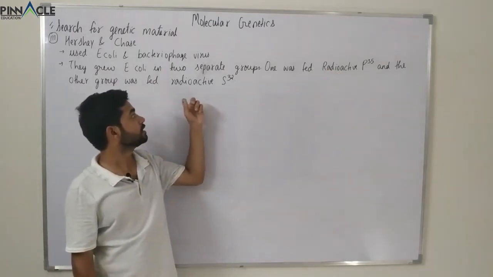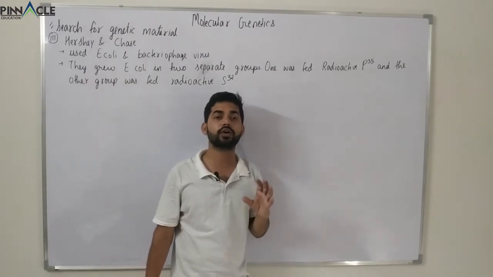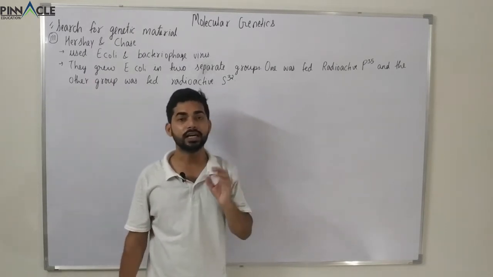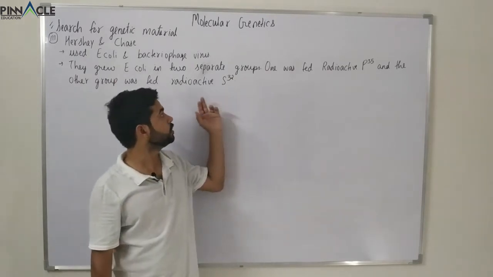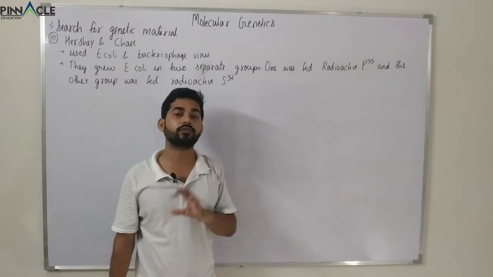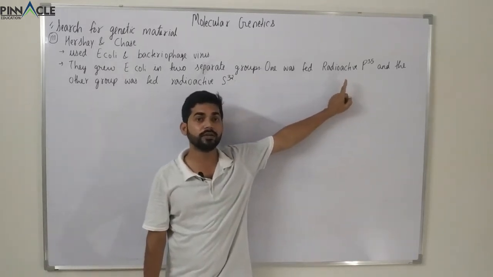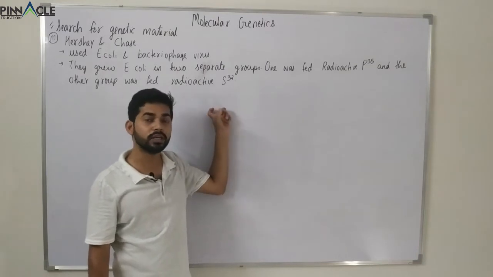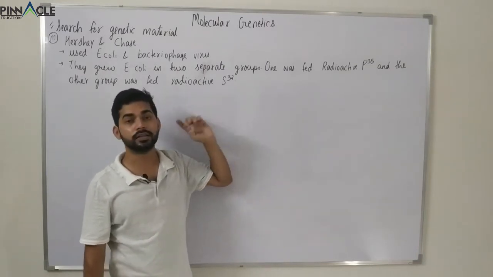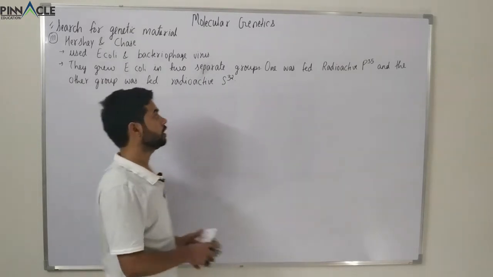Apart from this, radioactive sulfur, we know from our biomolecules chapter that amino acids cysteine and methionine contain sulfur. So if we use this sulfur, then that sulfur would be inducted in the proteins of E. coli. So this radioactive isotope was in the DNA of E. coli, and this is in the protein of E. coli. And now this bacteria was allowed to be infected with viruses.